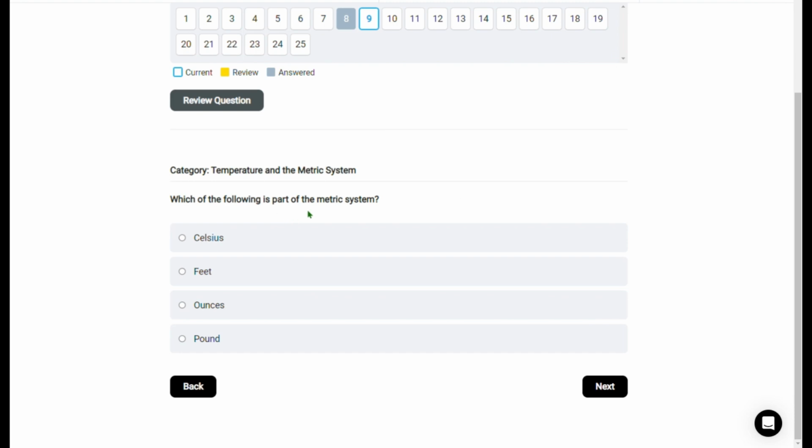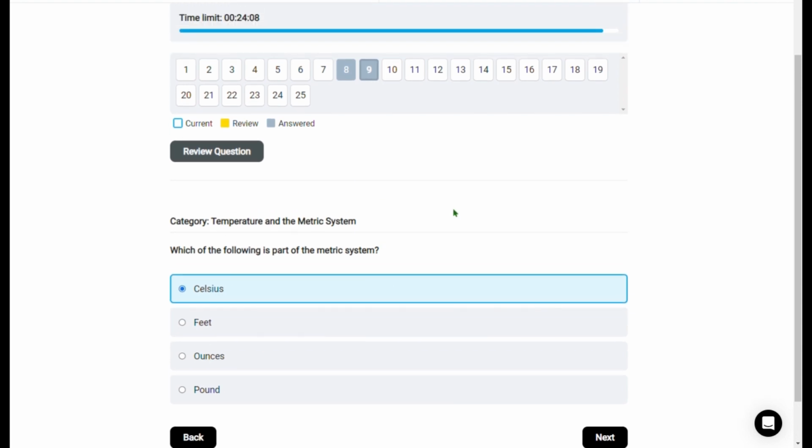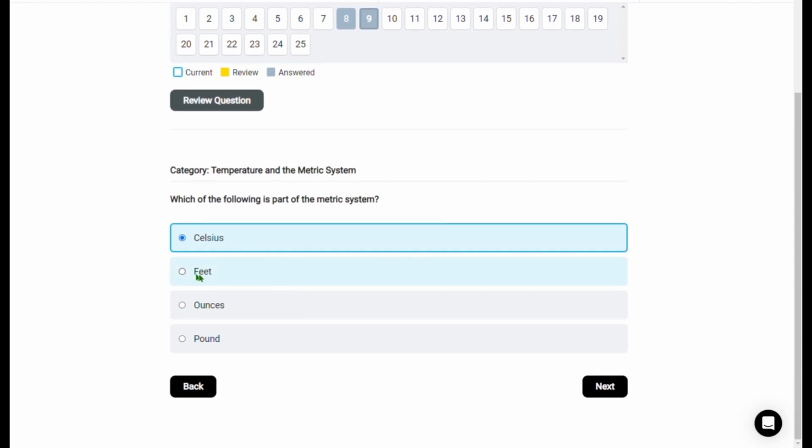Which of the following is a part of the metric system? This one, the answer would be Celsius. If you're an American, you're probably familiar with feet, pounds, or even ounces. These are all typical measurements that are used in America, not much elsewhere, and they are not a part of the metric system. Celsius, however, is.